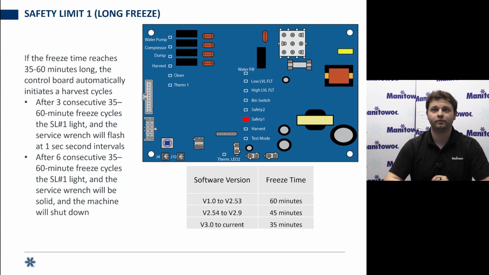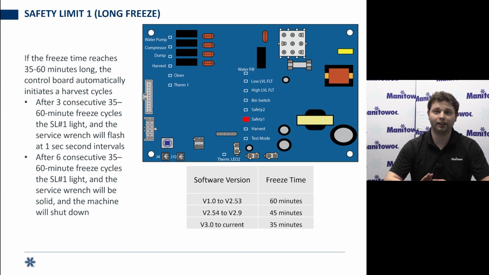For our safety limit 1, again, it's a long freeze. So it's looking for those 35 to 60 minute freeze cycles. If there are 3 consecutive of those, it will flash the safety limit 1 LED, and it'll also flash the little red wrench that's on the UI of the NEO. So you can look at both of those. You'll be able to tell that they work in tandem. And then if there are 6 consecutive 35 to 60 minute freeze cycles, the SL1 light will be on solid, and so will the wrench, and then the machine will shut down.